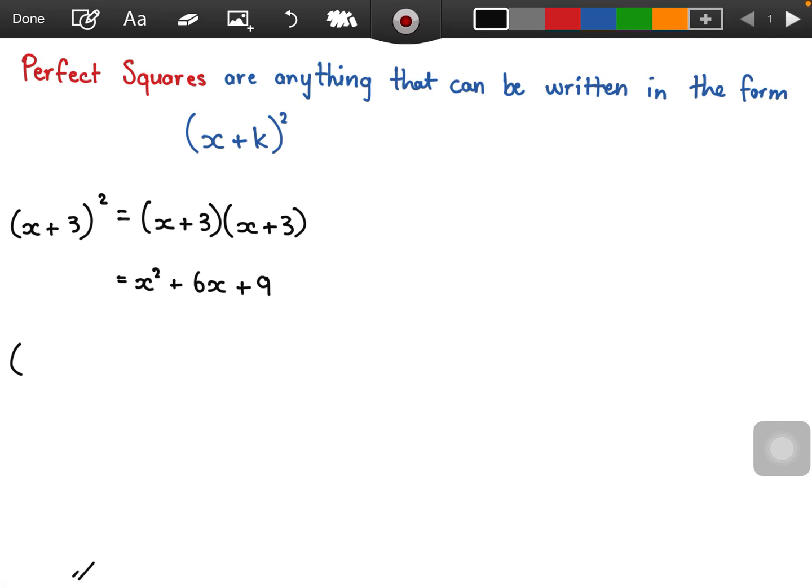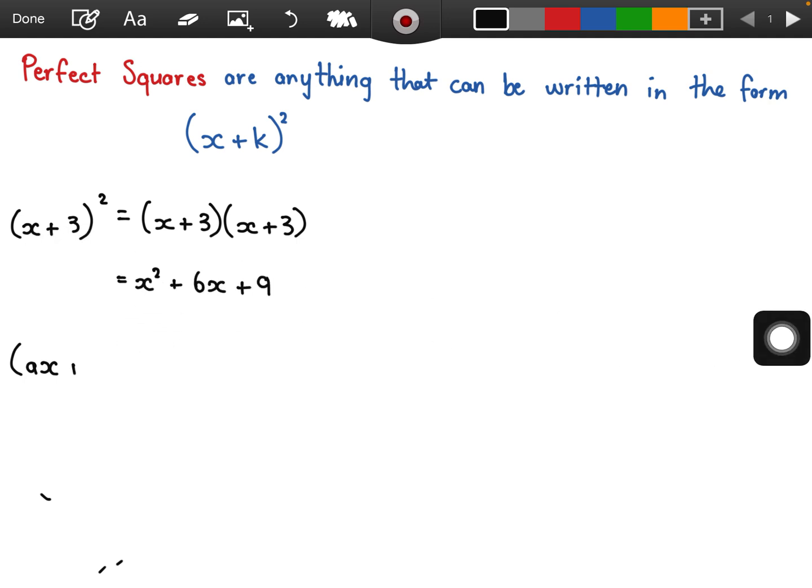Okay, so we are looking at perfect squares and how they work out. A perfect square is anything that can be written in the form of something being squared. For example, this expression here is a perfect square because it can be written as (x + 3) squared.